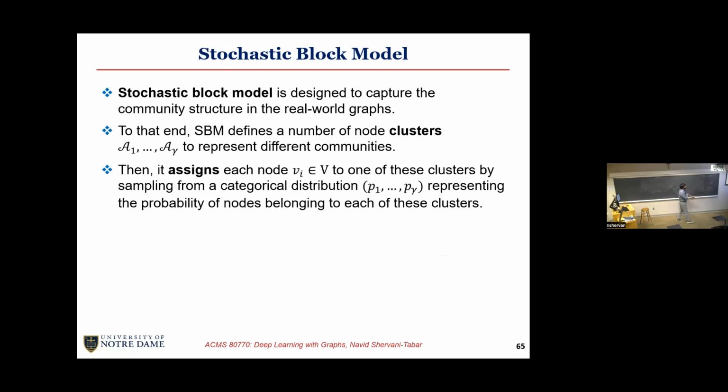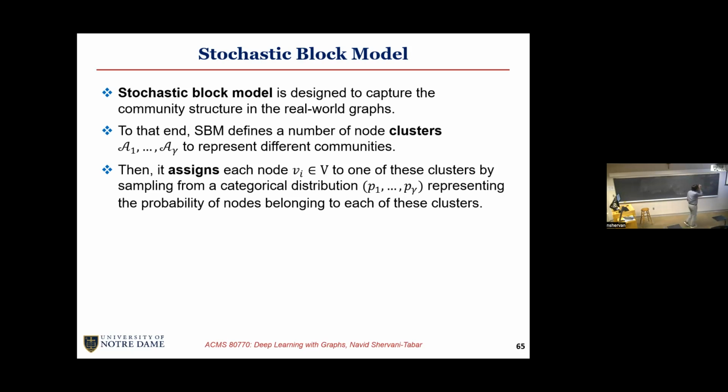Another approach is the stochastic block model. The idea behind the stochastic block model is to represent the community structure in the graph. So the idea is that you are given a set of nodes. Let's say that I have B nodes, and we first cluster these nodes into different clusters, and then we set different probabilities for edges connecting different clusters of nodes. That way, the generated model is going to show a latent community structure.